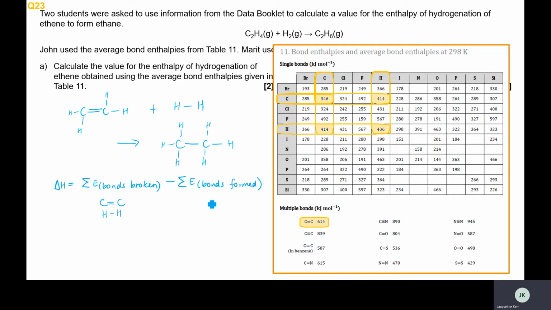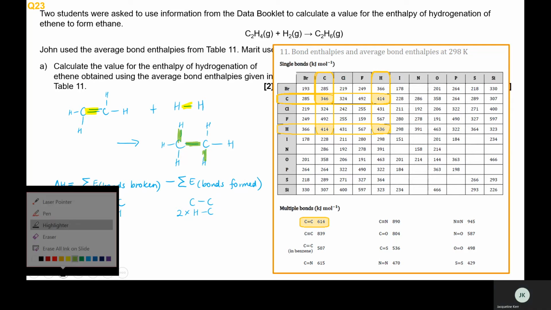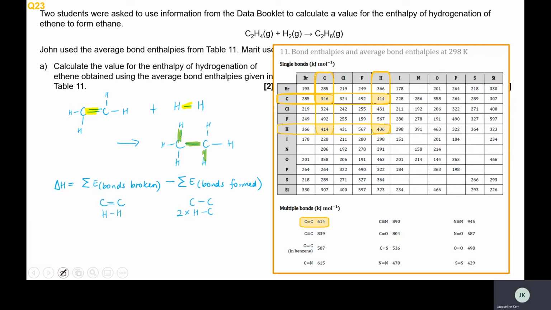And then our bonds formed, we are making a new single carbon-carbon bond, and we are making two carbon-hydrogen bonds as well. So the two that we've added in. Just to highlight those in case you're a bit unclear, we are breaking that one and breaking that one, and we are forming these two and this carbon-carbon bond here that's only a single bond. Okay, so let's put those values in.